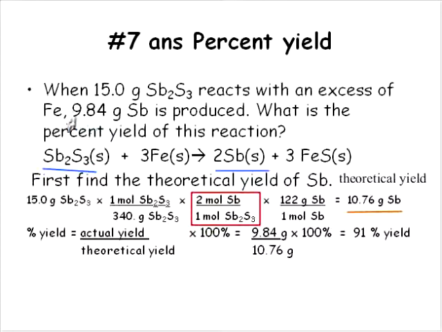However, we only produce 9.84 grams, so this is our actual yield. Percent yield is actual yield divided by theoretical yield times 100%. So 9.84 divided by 10.76 times 100, it's a 91% yield. We did not recover all the antimony. For some reason, the reaction might not have gone to completion. We only got 91% of it. So this is percent yield. This concludes the problem review for Chapter 12.